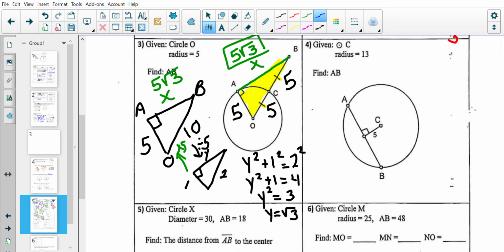Okay, next one. So once again, we have circle C. The radius of circle C is 13. We want to find all of AB. Well, we know that if a segment is perpendicular, it will also bisect it as long as it's coming from the center. So as long as I find the length of one of these segments, I'll be able to find the whole length of A to B. So I'm going to draw in my radius from C to A, and I know that's 13. And if you notice, we have a 5, a 13, this is a triple, 5, 12, 13, which means this other segment is 12, and A to B is 24 units long.